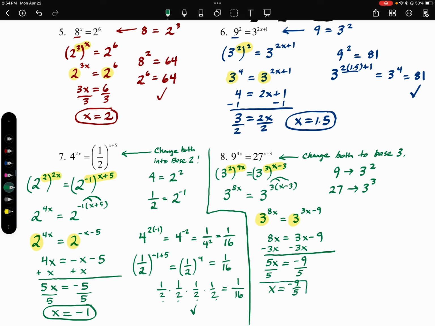Not a super pretty number to work with, but it is what it is. And if you want to take it there and put it into your calculator to check it, I'll let you know here for the sake of time that negative 9/5 is correct. But if you have additional questions on that, please reach out. This is problems 5, 6, 7, and 8 from the practice part of the 10-3 lesson.